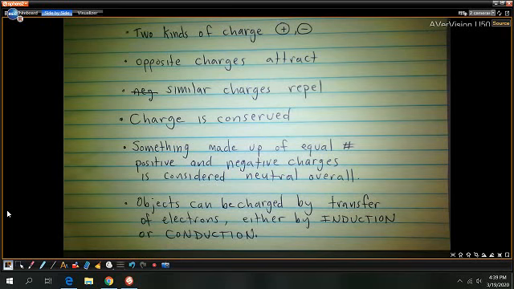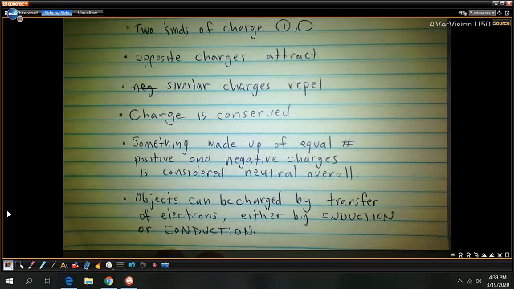But when you do that, you have more electrons than you do protons, and so you have more negative charges than you have positive charges, so you're able to zap your little brother. Which leads me to the next thing, and we never talked about this, but here you go. Objects can be charged by transferring electrons either by induction or conduction.